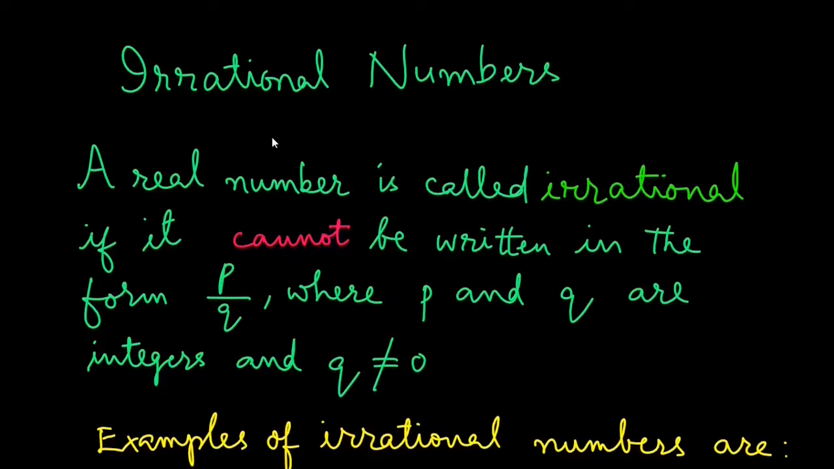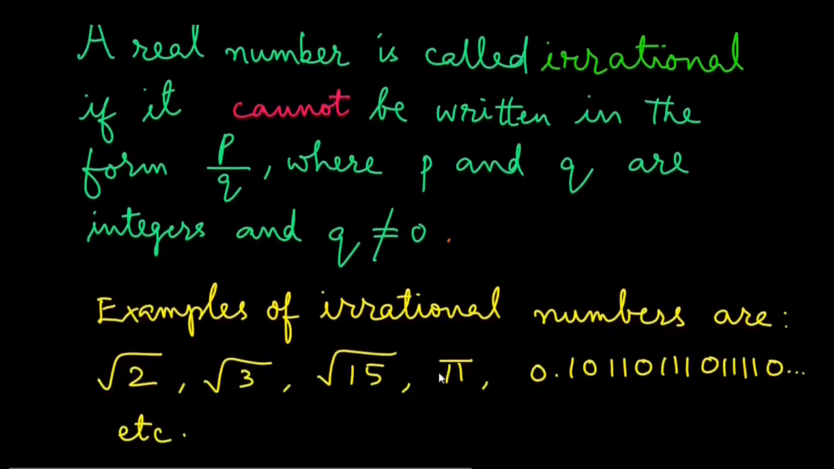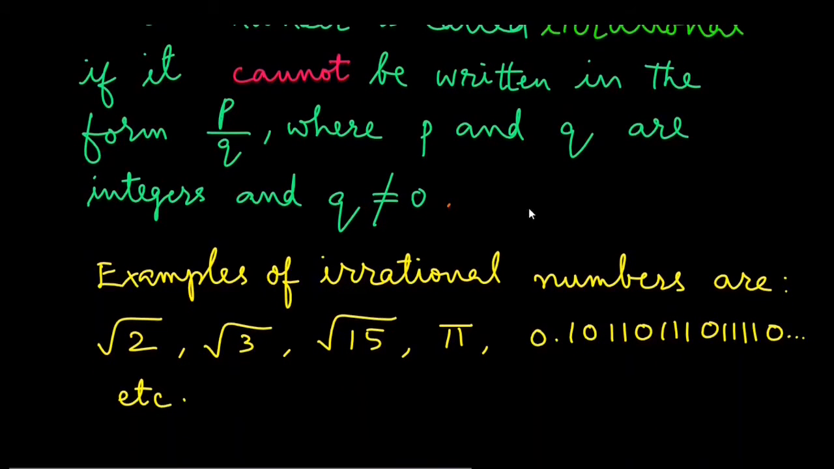Hi everyone. In this video, we'll see irrational numbers. A real number is called irrational if it cannot be written in the form p by q, where p and q are integers and q is not equal to 0. If you are able to write it in p by q form, it is called a rational number. If you are unable to write it in p by q form, it is called an irrational number.